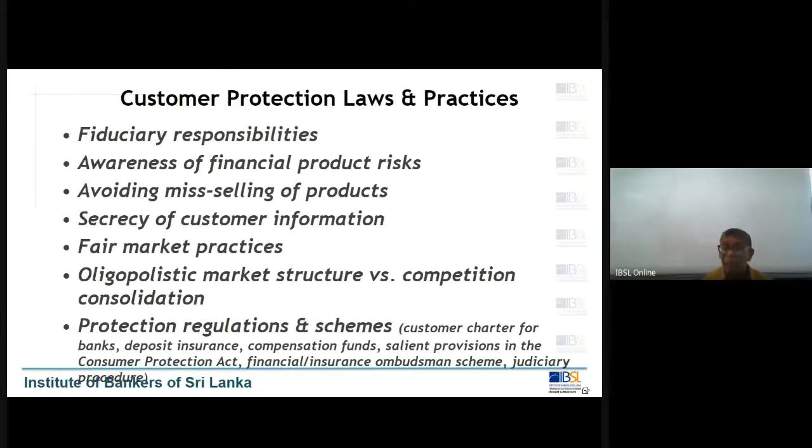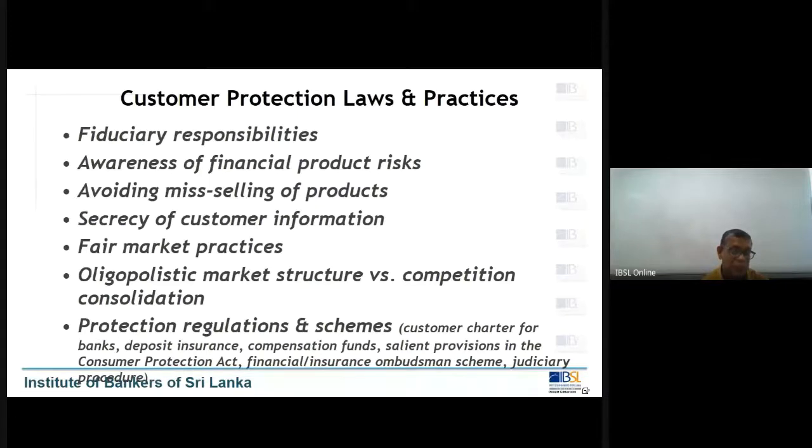Not only customer protection, but employee protection laws also we are going to touch very briefly, like what is the purpose of having EPF, ETF and all. Right? How many of you are aware about the customer charter? Can anybody tell me? Are you aware about the customer charter?